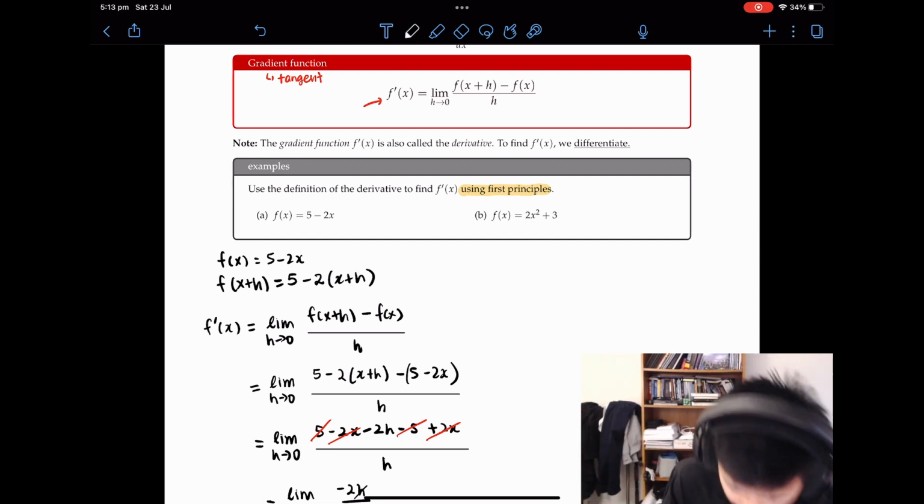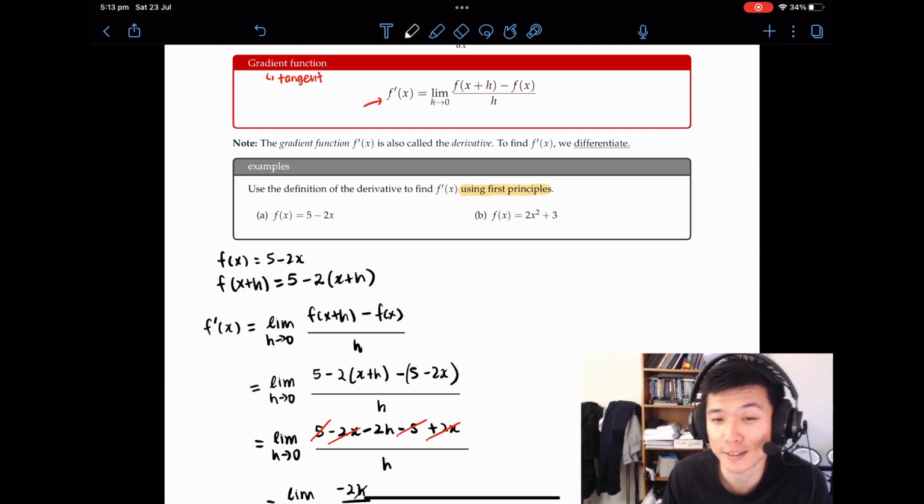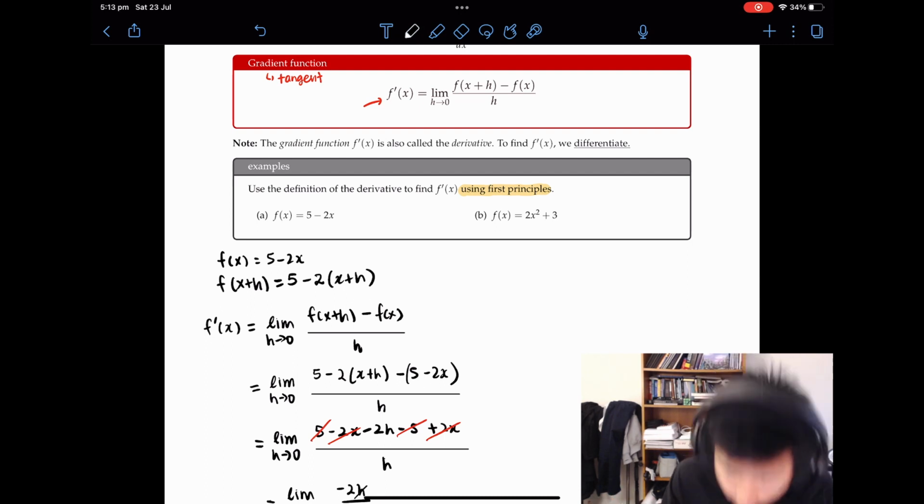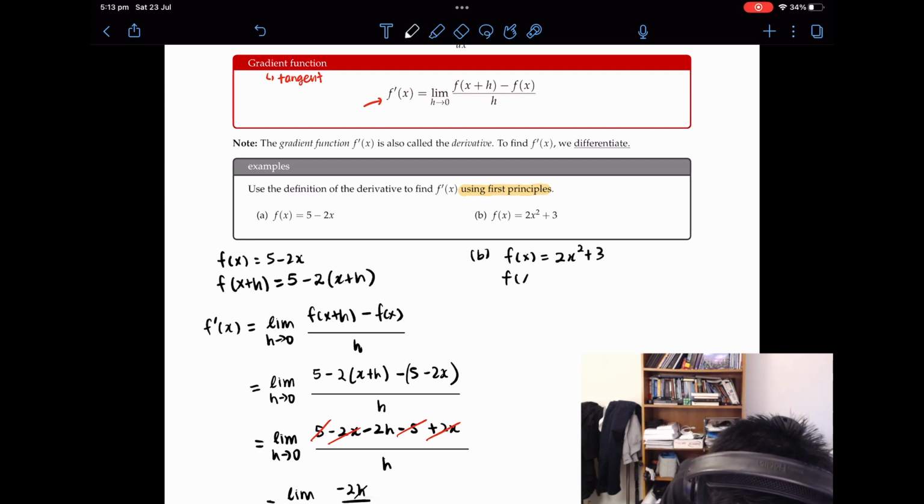So I'm also going to go through part B with you, because I understand that this is a new concept and another worked example won't hurt. So let's do part B together. So let's begin by writing down our function. Let's also write down what f of x plus h is equal to. And notice that I'm just substituting in x plus h wherever x is.